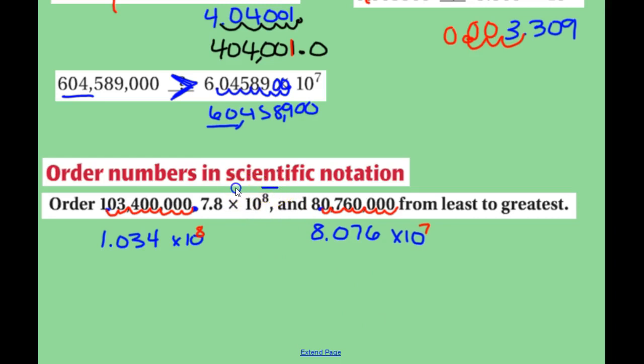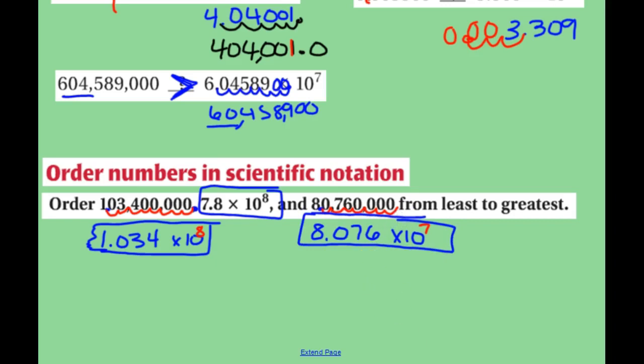So, of these three numbers, this one's already in scientific notation. The first two have the exponent of 8, which means they're multiplied by 10 8 times. This one's only multiplied by 10 7 times. So even though this 8 is bigger than both of those numbers, it's multiplied by 10 less times, so it has like one less zero on it. So that's the least number. So the smallest exponent will always be the smallest number. Even if it's negative, that means there's more zeros in front of the number, so that would be the smallest. So we have 8.076 times 10 to the power of 7.